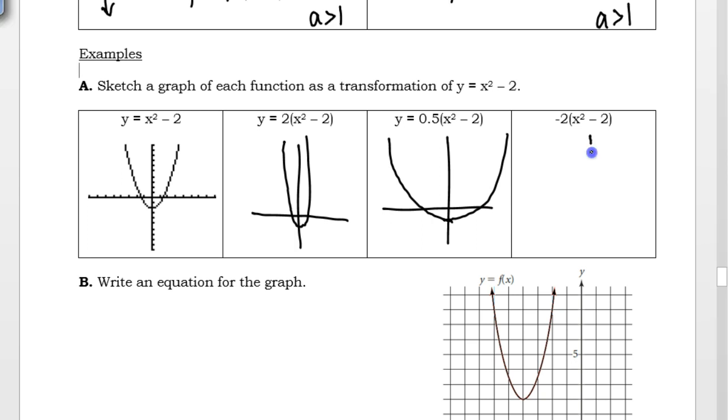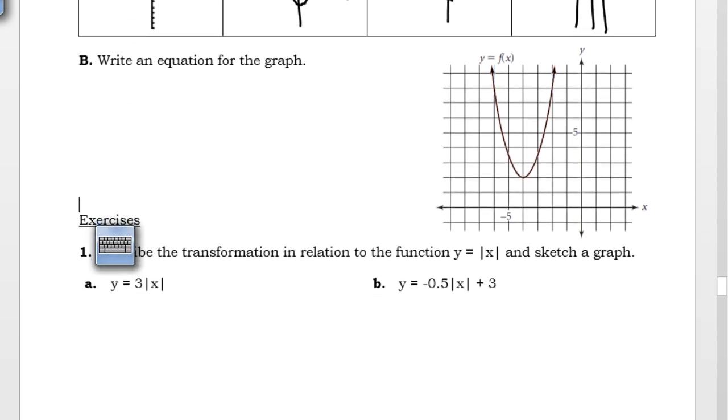If I do a negative 2, it's actually going to do the same thing as the first. It's going to stretch it taller. But we did negatives on the last lesson. A negative reflects the graph vertically, so it's going to flip upside down. So it's skinny like this one, but it's upside down because of the negative. And that's the extent of our stretching. We're either going to stretch it by a bigger number to make it taller, or a smaller number to make it wider.